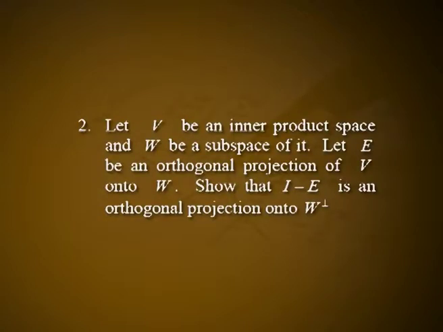Let V be an inner product space and W be a subspace of it. Let E be an orthogonal projection of V onto W. Show that I minus E is an orthogonal projection onto W perp.